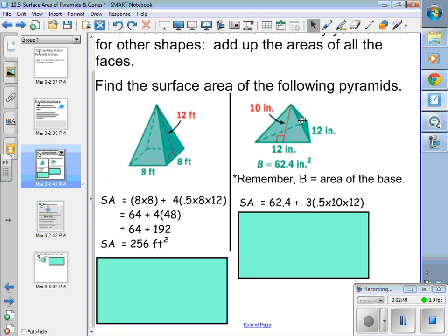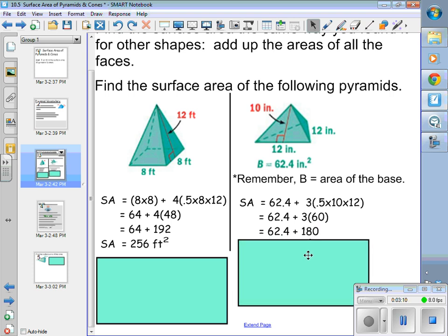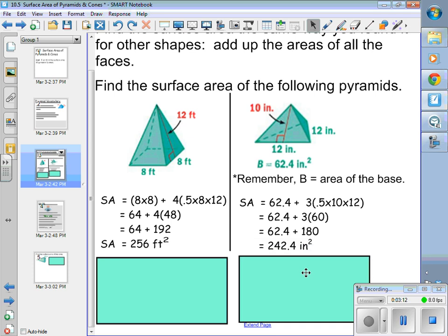And it looks like all of the triangles that make up our pyramid are 10x12s. So we do 1/2 of that times 3. So we have 62 4/10 plus 3 times 60, giving us 62 4/10 plus 180, giving us 242 4/10 inches squared.